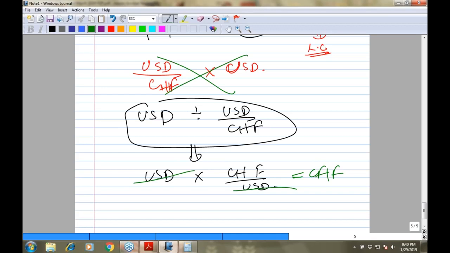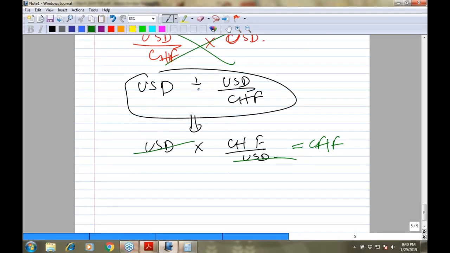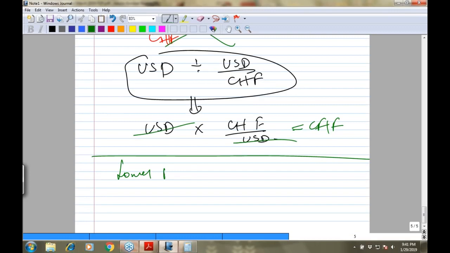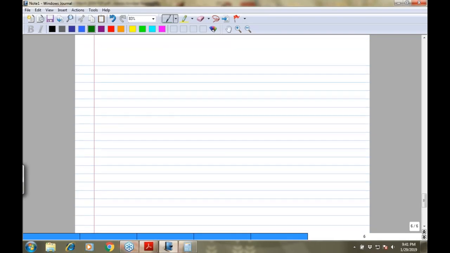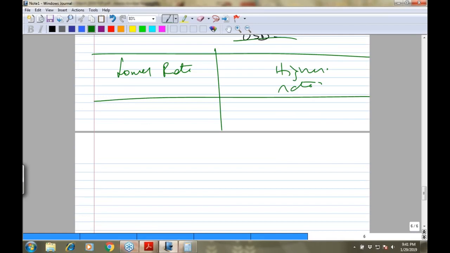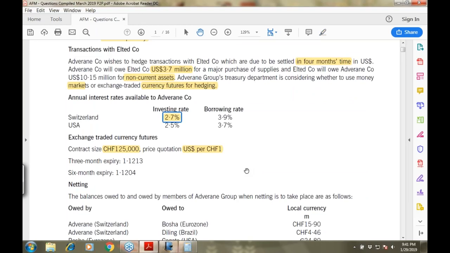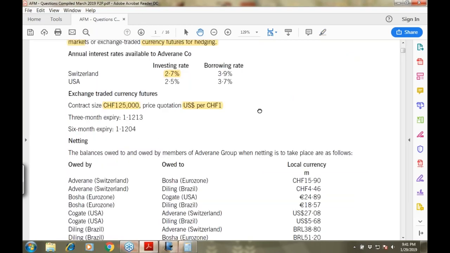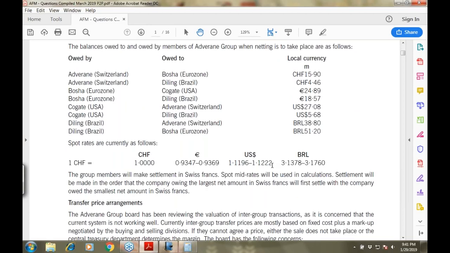Okay, and now the next concept is, where do we use the lower rate and where do we use the higher rate. So first of all, let's try to understand what the main concept behind the exchange rate is. Remember, in this specific scenario, the exchange rates that are made available to us are 1.1196 to 1.1222.